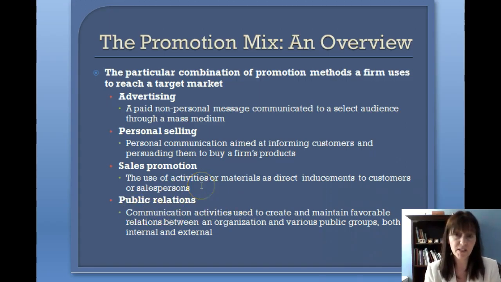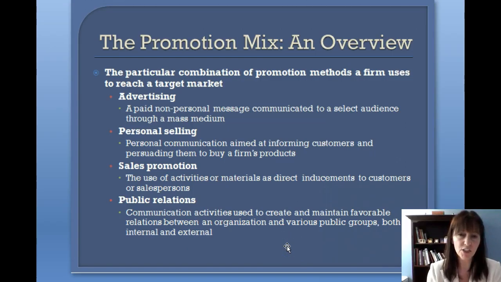Or to get salespeople to sell. So, for example, I've waited tables before when I was in college and grad school. On certain given nights, there would be promos that if you sold X number of bottles of a certain wine, you would get a reward that night. That's another type of sales promotion.